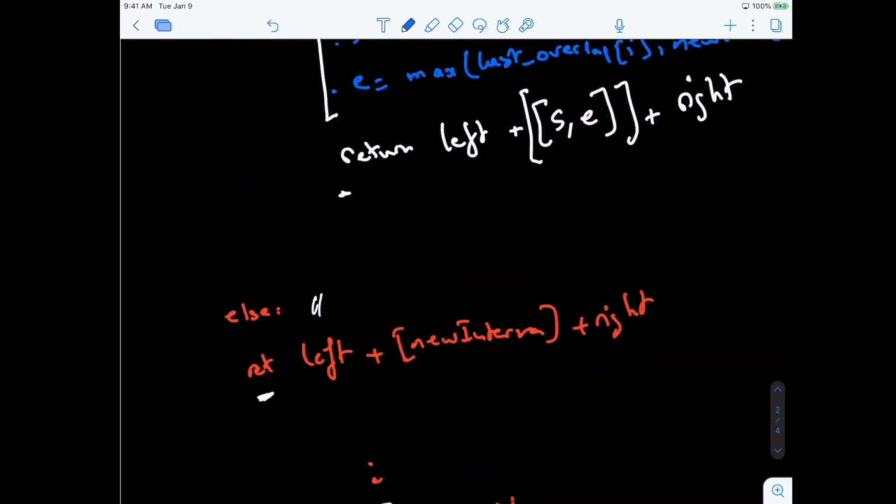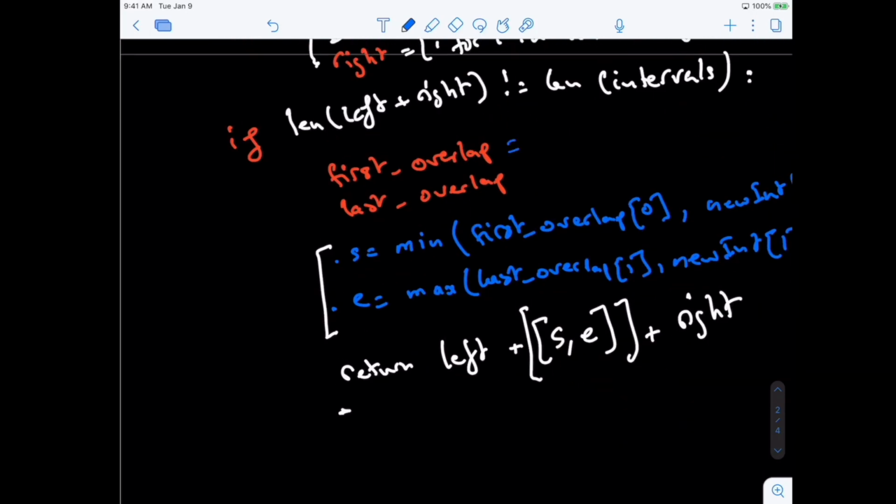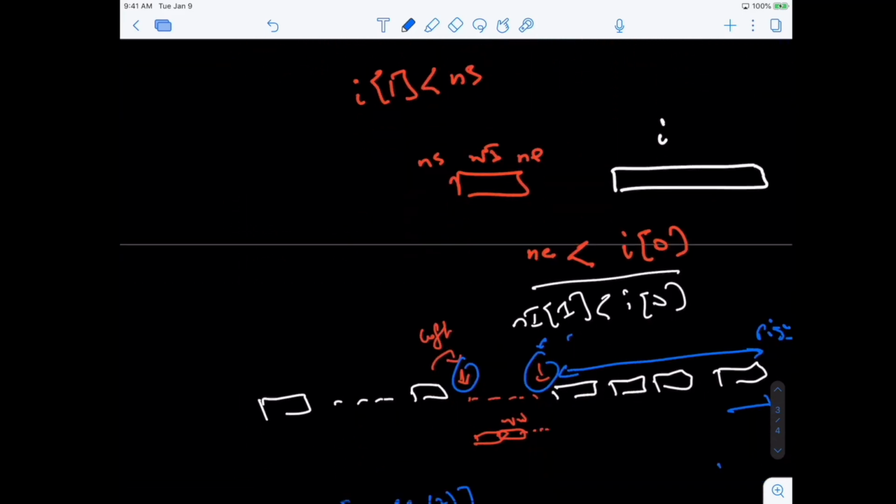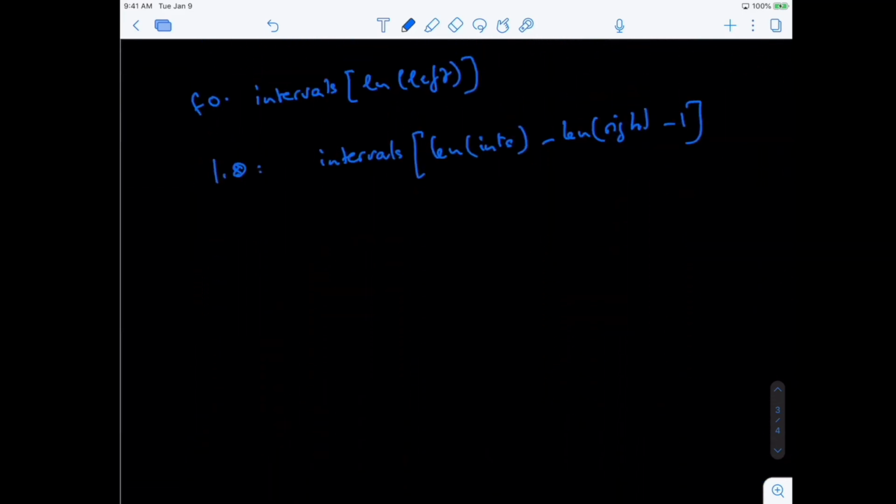So that's the one that we use here for the first overlap. So this would be the intervals, length of left, and this would be intervals, length of the intervals minus length of right minus 1, because it's just the one before the right set of intervals. Okay, I hope that was clear.